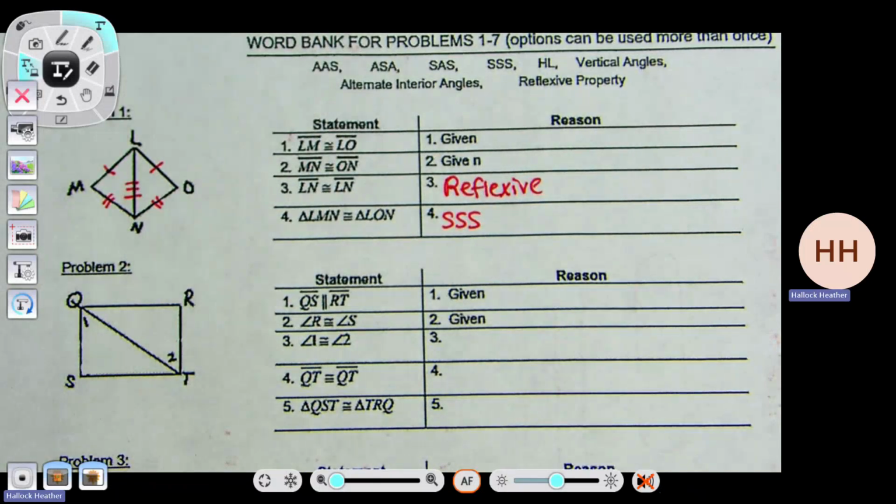The next one, if you have not tried, take a minute and try. The first thing is telling you the lines are parallel. You're thinking parallel lines are cut by a transversal: corresponding angles, alternate interior angles, alternate exterior angles, and so on. You can do it. Mark your picture.